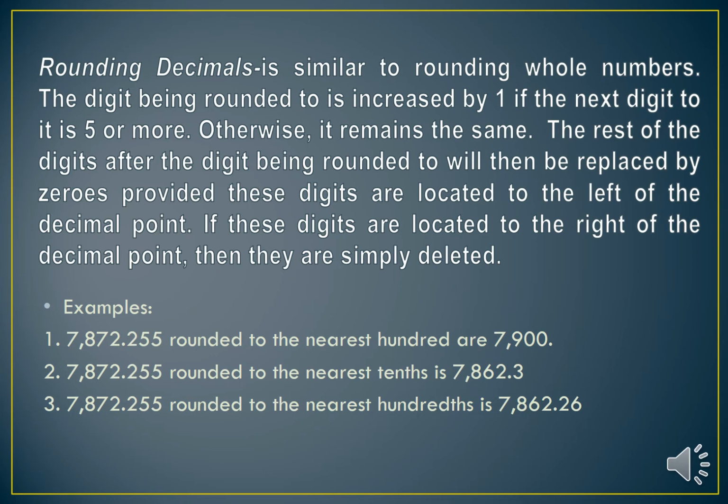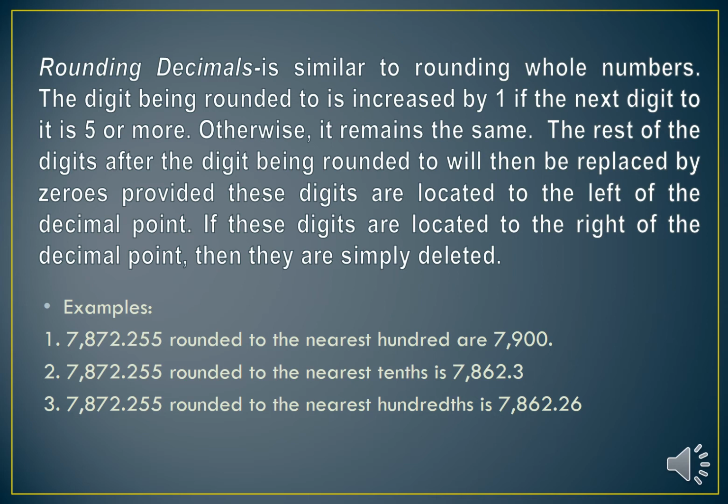Next, how about rounding decimals? It is similar to rounding whole numbers. The digit being rounded to is increased by 1 if the digit next to it is 5 or more. Otherwise, it remains the same. The rest of the digits after the digit being rounded to will be replaced by zeros, provided these digits are located to the left of the decimal point. Otherwise, they are simply deleted.